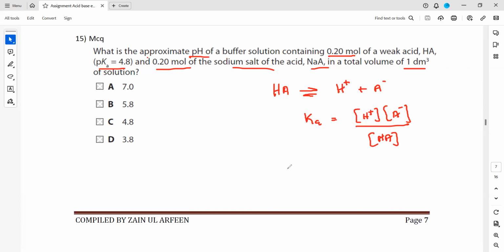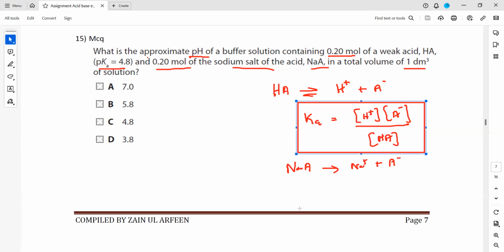Now, the salt of that anion will dissociate into Na plus and A minus. Now, using this equation, we have to work out the hydrogen ion concentration, and from the hydrogen ion concentration, we can work out the pH. Or you can rearrange this equation and convert into pKa as well. Or from this pKa, we can find Ka.